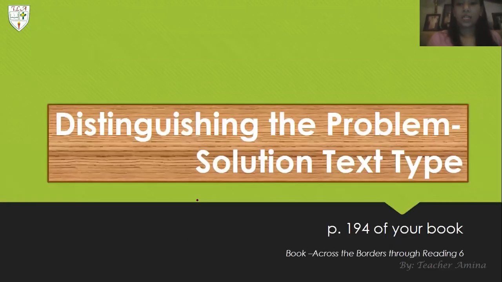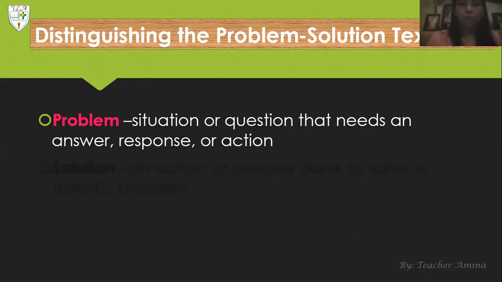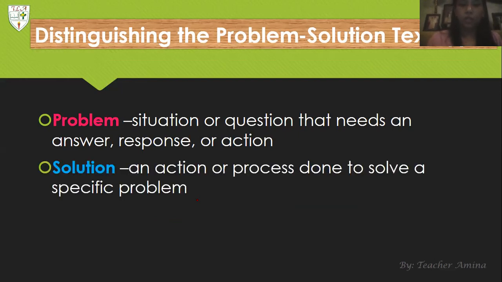So our next lesson is about distinguishing the problem-solution text type. Problem means the situation or question that needs an answer, response, or action. On the other hand, a solution is an action or process done to solve a specific problem. So we have a problem and a solution. We need the solution to solve the problem.